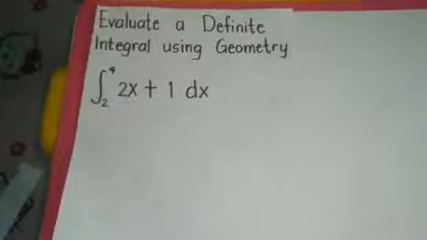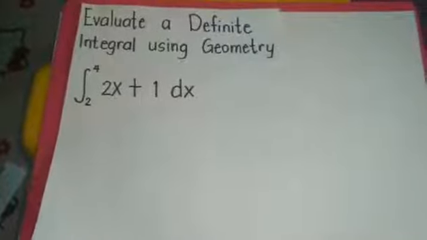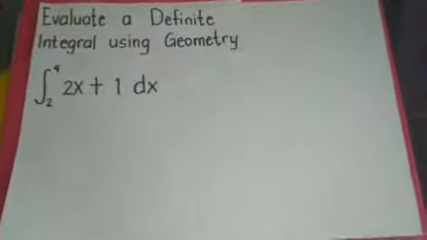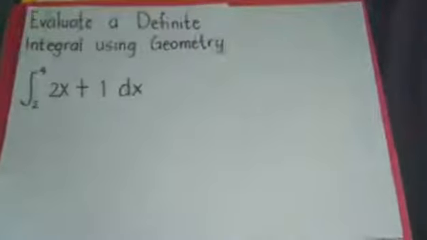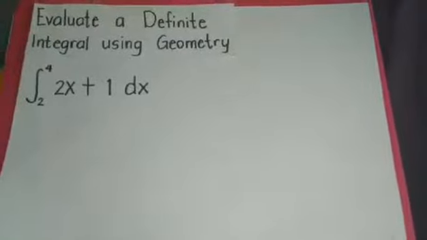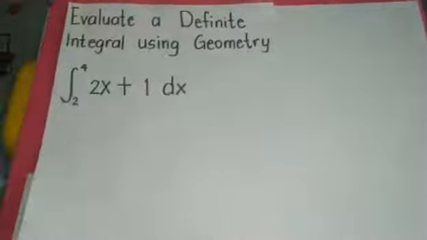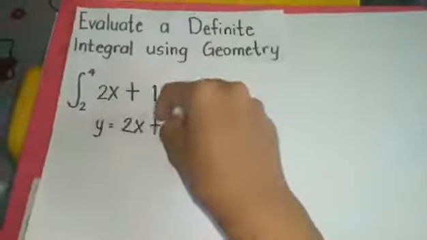Use geometry to evaluate this integral and confirm your answer by evaluating the definite integral. So the first thing we should recognize is that our closed interval is from 2 to 4, given by the limits of integration, and our function f of x is equal to 2x plus 1. As you can see in the equation, our y is equal to 2x plus 1.